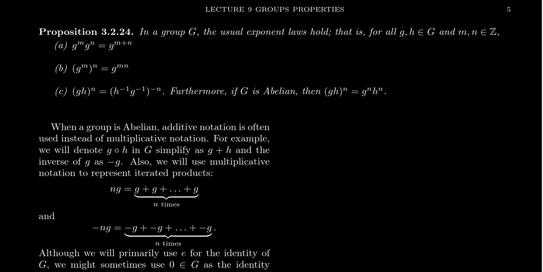But how does it work in general? (gh)^n, we can write that as (h^-1 g^-1)^-n, but that's about all we can do. This is just the Shoe-Sock principle written in an iterative process.